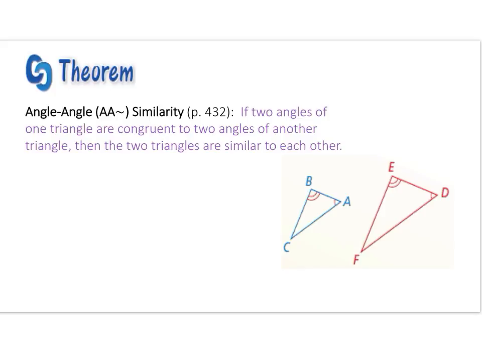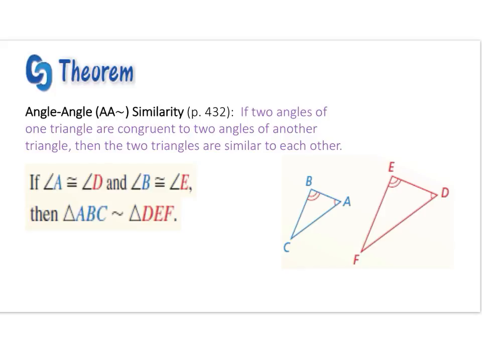It states that if two angles of one triangle are congruent to two angles of another triangle, then the two triangles are similar to each other. Note in our diagram here, triangle ABC, so angle A corresponds to angle D and they are congruent by the same number of arc marks. Angle B corresponds to angle E and they are congruent by the double arc marks. That would be enough to prove that these two triangles are similar as long as there are at least two angles. You can have three pairs of corresponding angles, but at least a minimum of two angles.